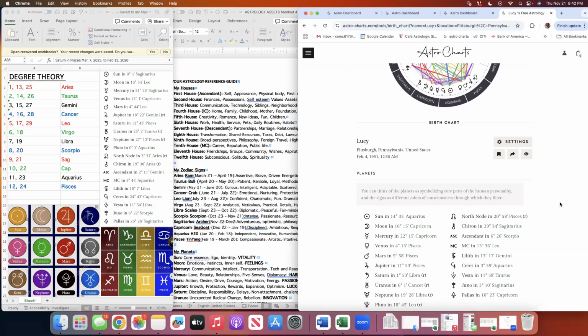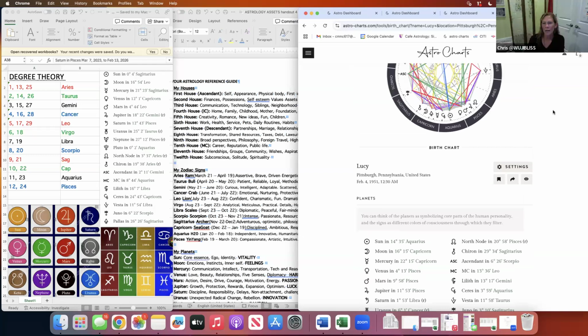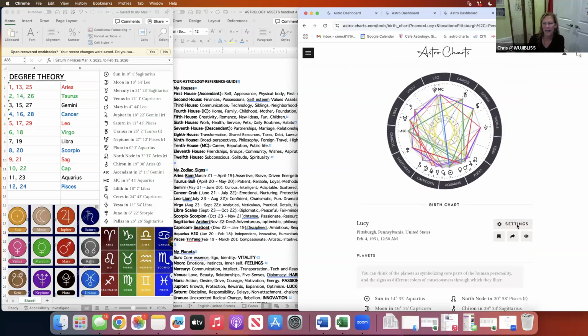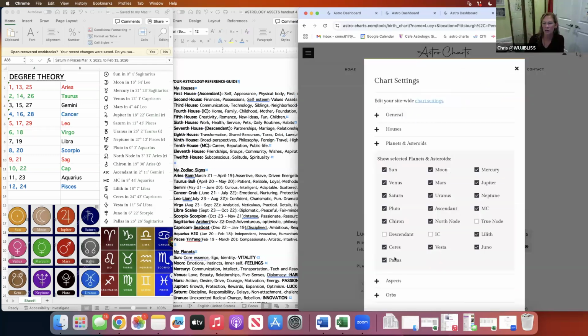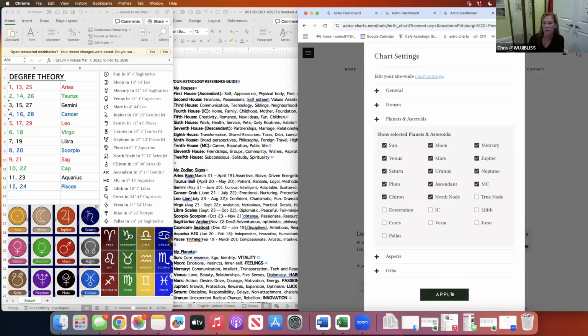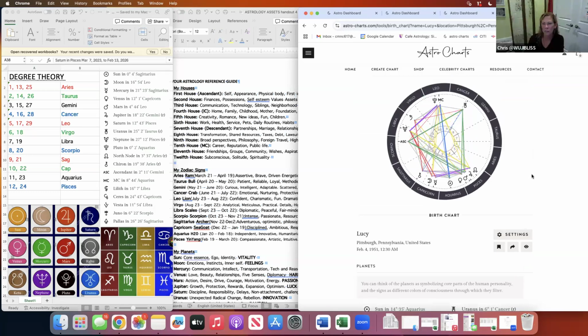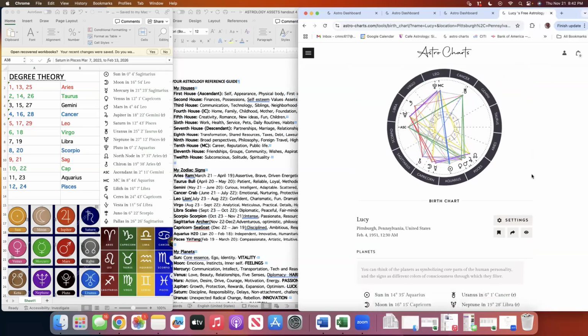Chris, I'm a little confused. The link that you sent earlier, I pulled up my chart and it looks nothing like the one that you have on the screen. So what I did, Lucy, is I added some asteroids. I'm happy to take the asteroids out so that it looks similar to what you're looking at home. Does that look more similar? Yes, it does.